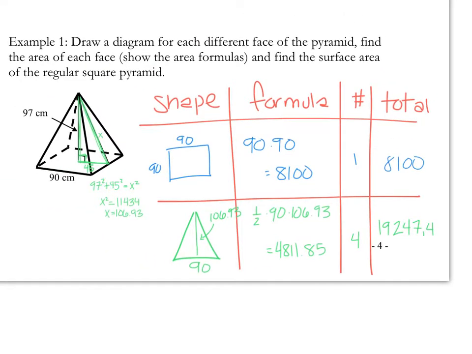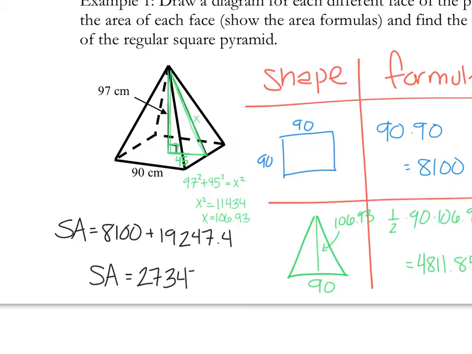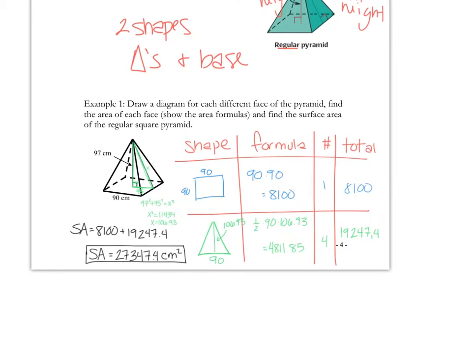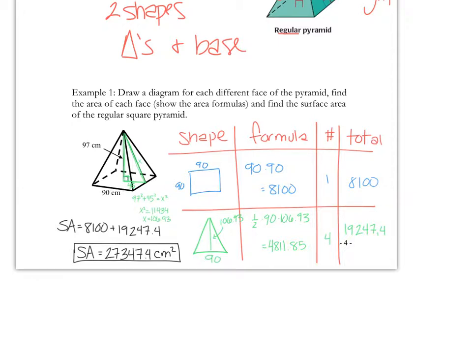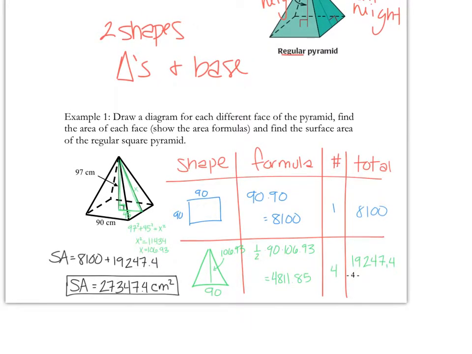So now, to find my surface area, I add up the two. And I have my answer. So, sometimes you're going to have to do Pythagorean theorem or trig, but sometimes I'm going to give you everything. You just have to find your slant height, and that's the most important part.